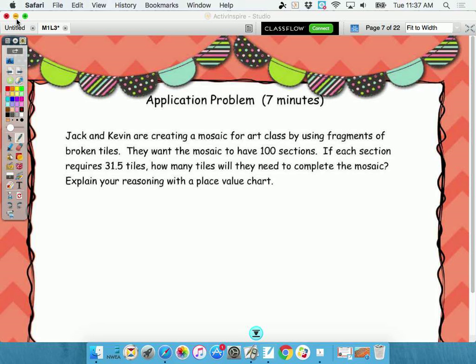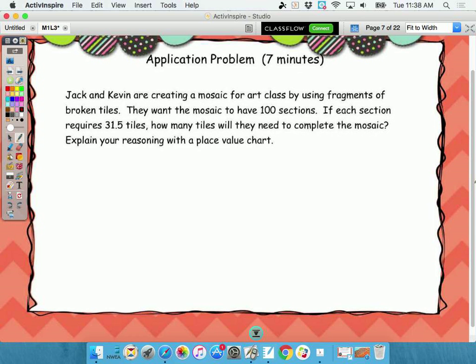All right, Jack and Kevin are creating a mosaic for art class by using fragments of broken tiles. They want the mosaic to have 100 sections. If each section requires 31 and 5/10 tiles, how many tiles will they need to complete the mosaic? Explain your reasoning with a place value chart. Okay, now who knows another way to say 31 and 5/10? Rustin? What's another way to say that? I could say 31.5.